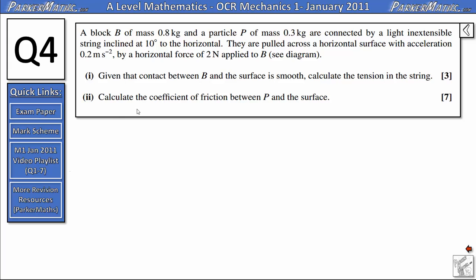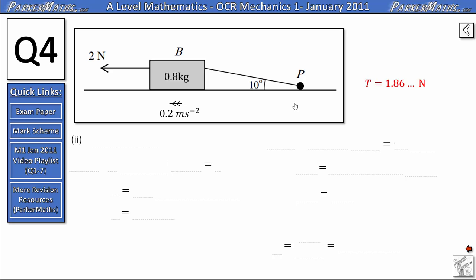In part 2, we need to calculate the coefficient of friction between P and the surface. This time, we're just going to consider the forces acting on particle P. And we'll start by putting the forces onto our diagram. The mass of P is 0.3 kilograms, so we've got 0.3 g for the weight. We've got a normal contact force, which we'll call R. We've got a tension pulling to the left at 10 degrees to the horizontal. And we've got a frictional force pulling to the right, which we'll call F lim.